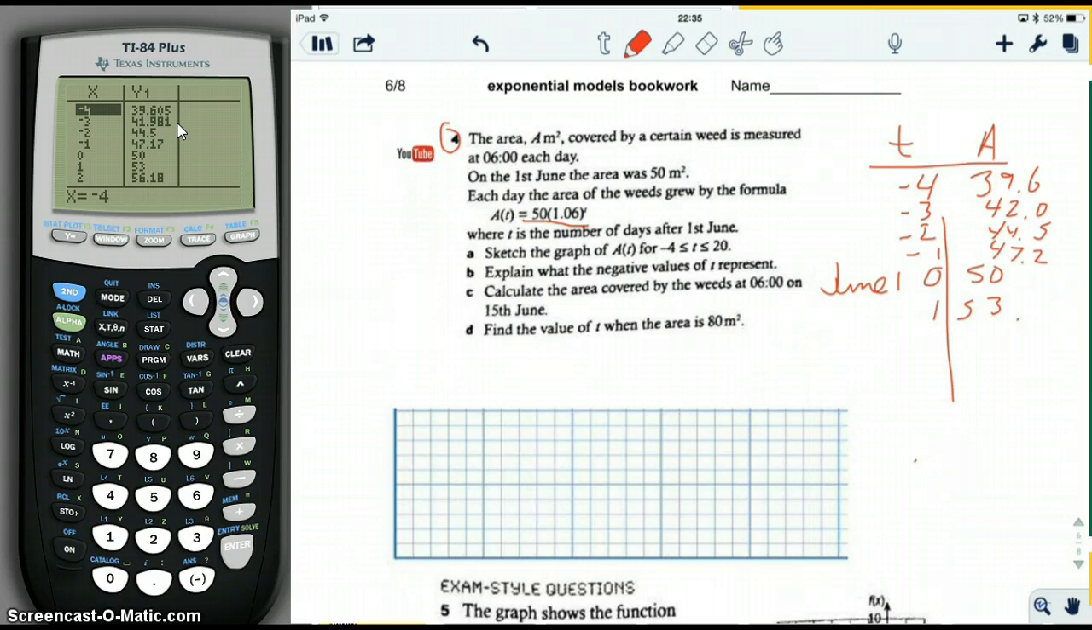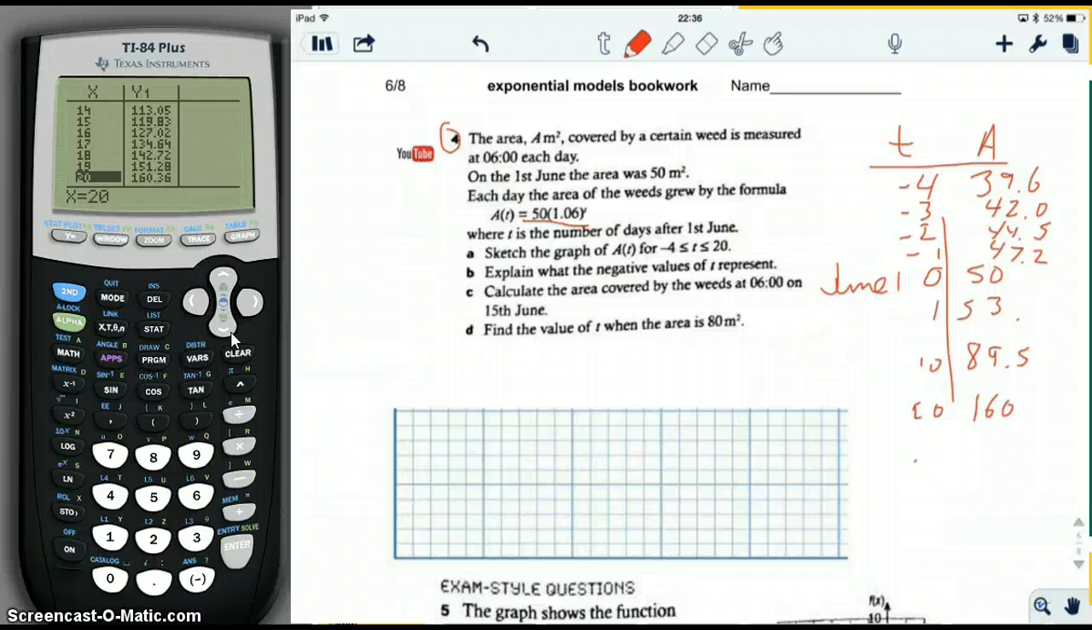Okay, and we're going all the way up to 20. So let's see, 10, 20. What's the value at t equals 10? 89.5. Let's go to t equals 20. T equals 20, 160.3. 160.